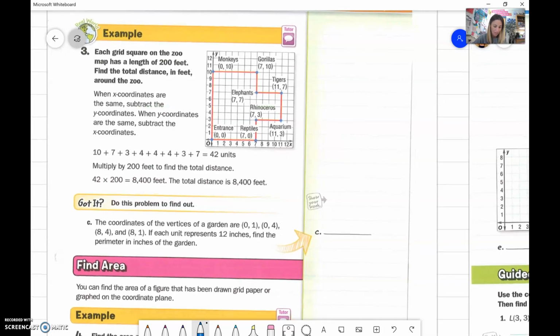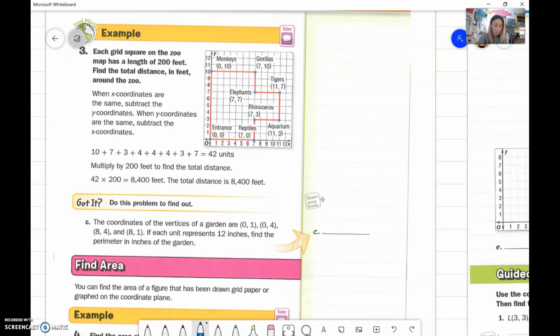Okay, so it says, each grid square on the zoo has a length of 200 feet in the total distance. When the x coordinates are the same, subtract the y coordinates. When the y coordinates are the same, subtract the x coordinates. So taking a look from here to here, that is 10, okay? Then you see from here to here, those are the same, so 10 and 10, which means we're going to take 7 and 7. And then from here to here, we see 7 and 10 and 7 and 7, which means we're going to subtract our y coordinates, which is 3.